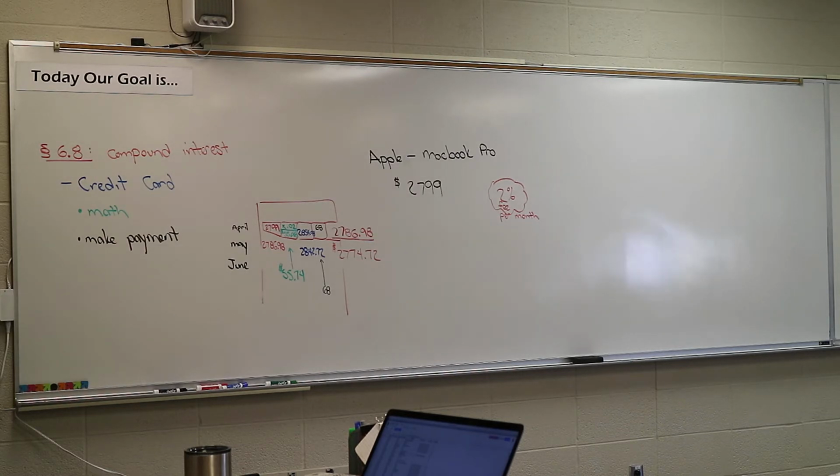Oh, wait, no, I took that plus that. Oh, I see. So you take your 2774.72 times 0.02, and that number is 55.49. Now what you're going to do on this next row is add these 2 together and put that number there. So you're adding these 2. Good. That number goes here.